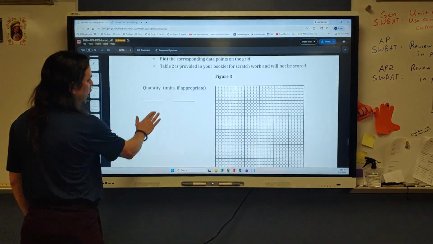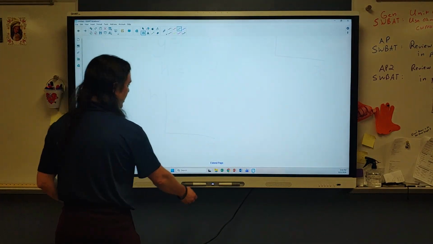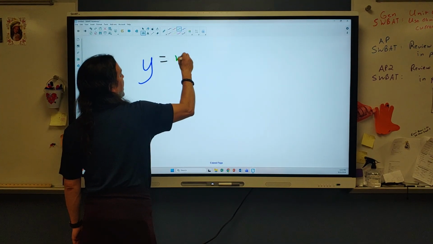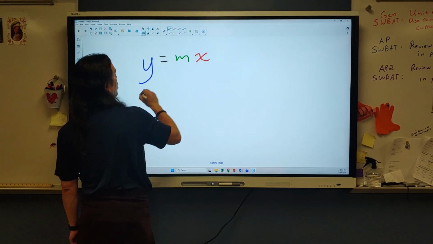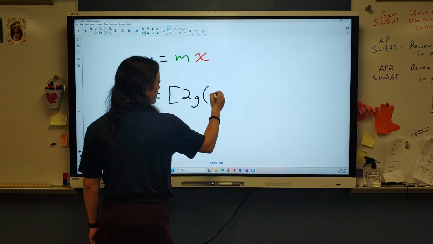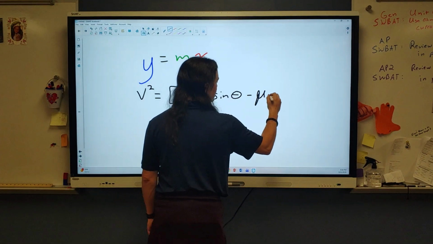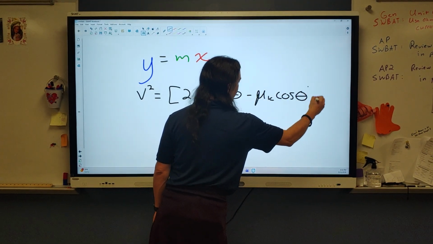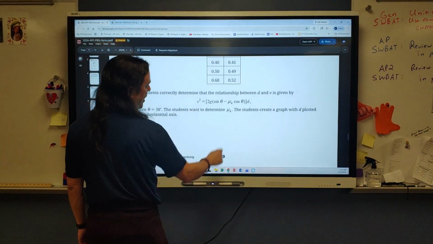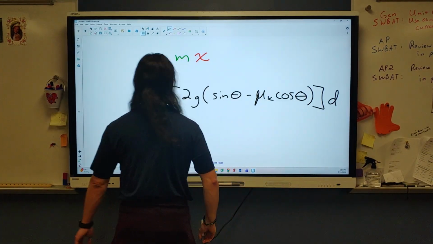Okay, so on this, we've got the following. Going back to the same thing that I introduced just a moment ago, we end up with a straight line if we have y equals mx. So with this, they told us v squared equals the quantity 2g times sine theta minus mu sub k cosine theta, times d, our slide distance.